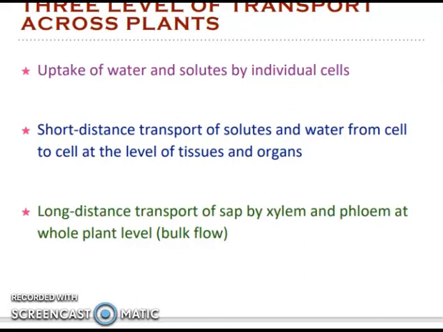Notes for this slide are stated. Three levels of transport across the plant. The first one, uptake of water and solute by individual cells. The second level is the transportation of matter inside the plant tissue, which is short distance transport of solute and water from cell to cell at the level of tissue and organ. Lastly, long distance transport by the xylem and phloem at the whole plant level, which we call bulk flow.